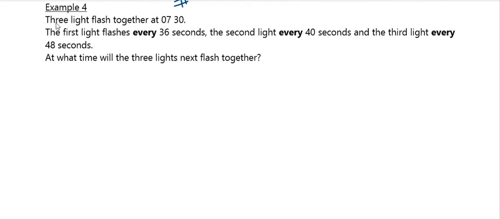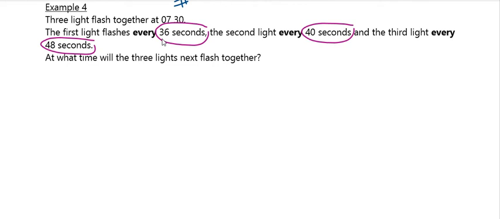Example number 4: 3 lights flash together at 7:30 a.m. The first light flashes every 36 seconds, the second light every 40 seconds, and the third light every 48 seconds. At what time will the 3 lights next flash together? Here you can see the word every for each number of seconds, which is a clue of multiples.